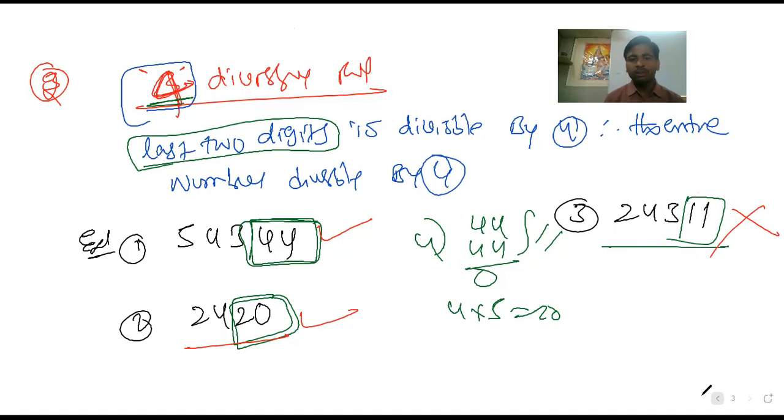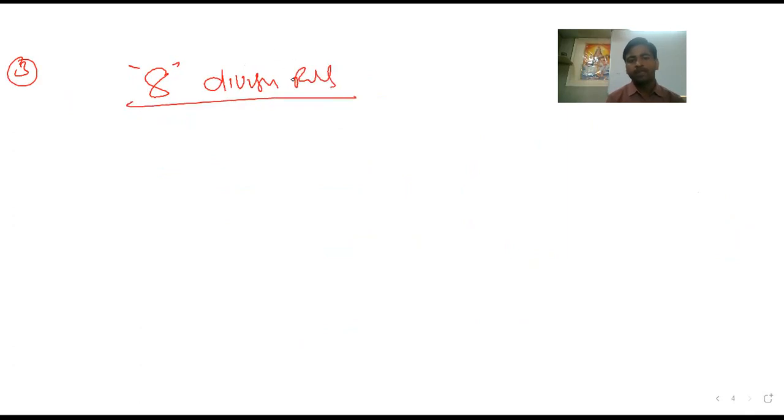The divisibility rule for 2 uses the last digit, and for 4 uses the last 2 digits. Clear? Next, I'll switch to the divisibility rule of 8. The concept is simple: the last 3 digits must be divisible by 8.